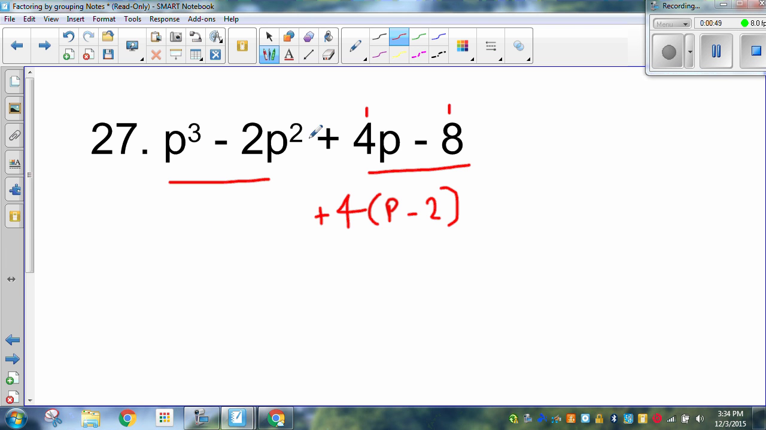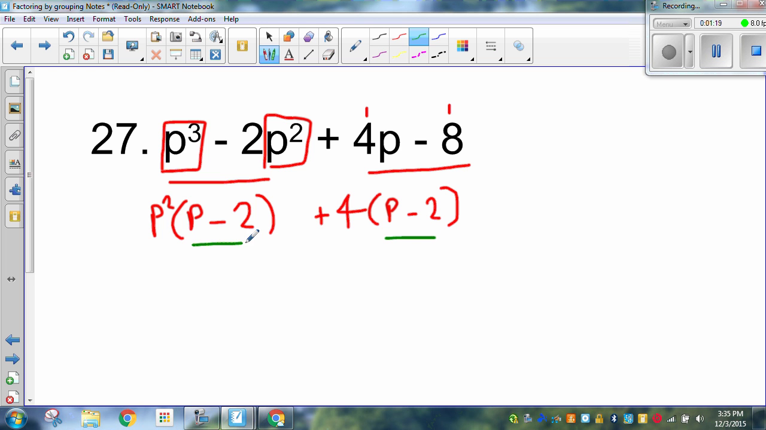And this is a little tricky, but remember when you're dealing with variables, the smaller exponent of the two variables is always the greatest common factor. So p squared is the greatest common factor, which means when I factor out of p cubed, I'll just get p left. And when I factor out of 2p squared, well, I factored out p squared, so there's just 2 left, right?